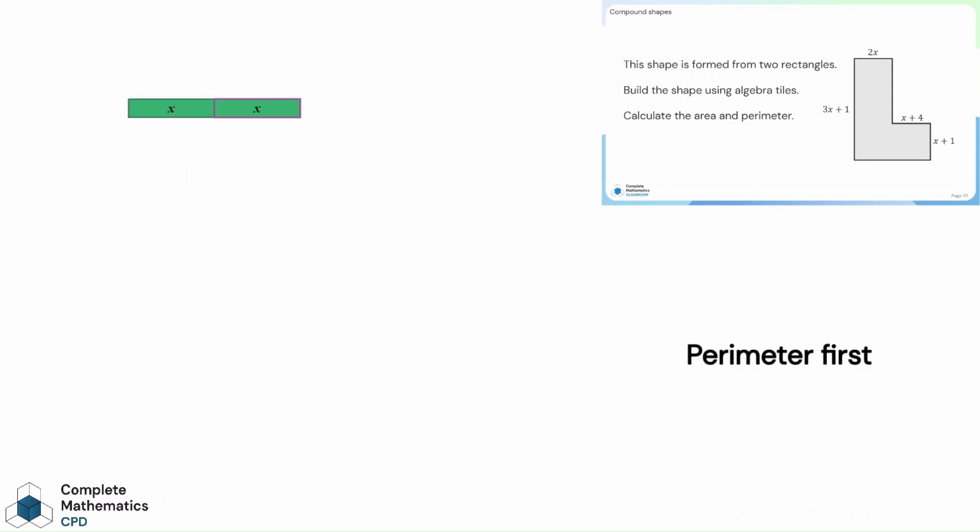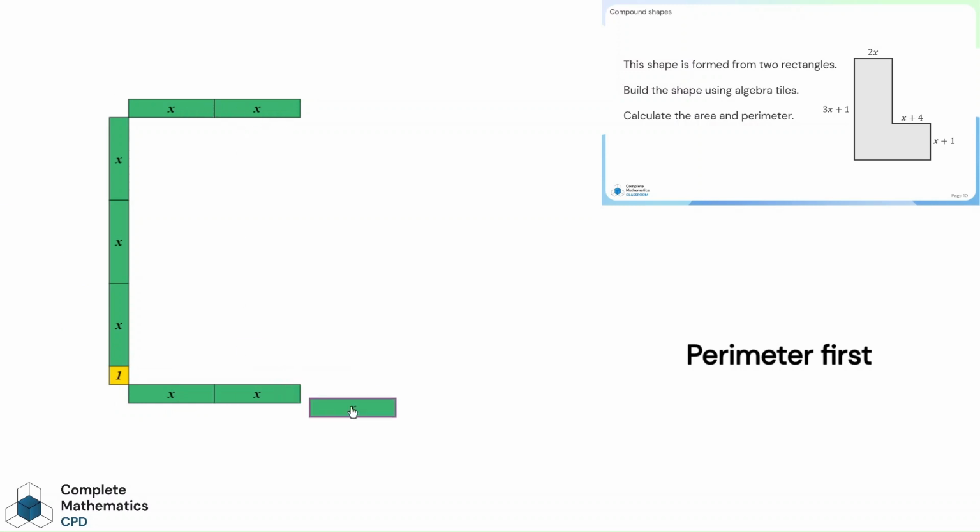So we've got this 2x at the top, and then down the side we've got 3x plus 1. And you might have that discussion about what's going on in the corner here. Why don't they overlap? Well, we're trying to find the perimeter. It's the inside of these tiles that we'll eventually be counting. Along the bottom here, we've got this 2x, which is the same as the top, because it's a rectangle. And then we've got an extra length of x plus 4, the same as the top bit there.